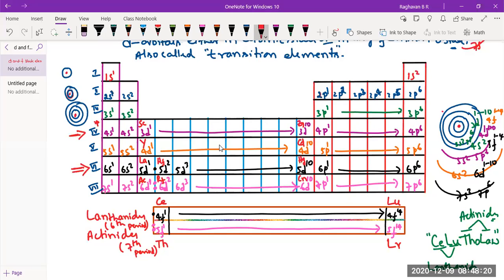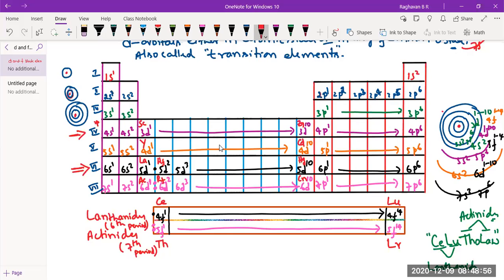Scandium to zinc is the 3D series, where 10 D block elements are present, in which 3D 1 to 10 is built. Yttrium to cadmium is the 4D series, where 10 D block elements are present, in which 4D 1 to 10 is built. Lanthanum to mercury is the 5D series, where 10 D block elements with 5D 1 to 10 are built. Similarly, the last one, the 6D series, is from actinium to copernicium, with 10 D block elements where 6D 1 to 10 is built.